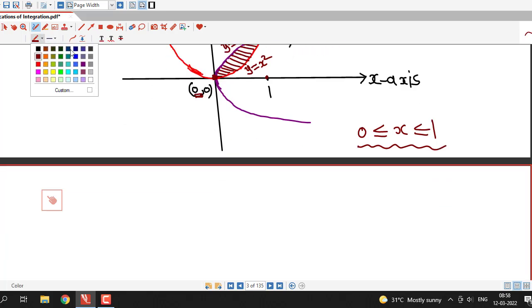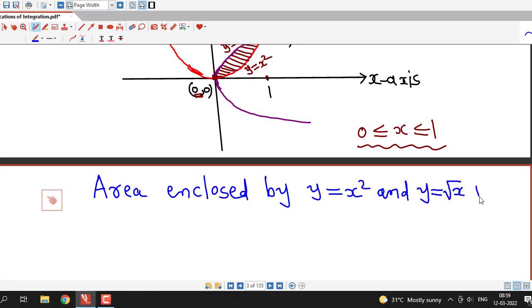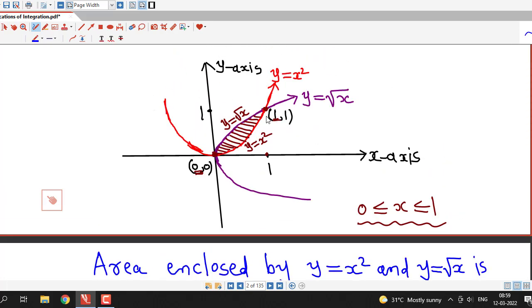So now we can calculate the area between two curves, or the area enclosed by y equal to x square and y equal to square root of x, which is capital A equal to the integral from 0 to 1 of the upper function, which is square root of x, minus the lower function, x square. Okay, be careful, here the upper function is square root of x and the lower function is y equal to x square, and we can get that idea after the sketch of the region.